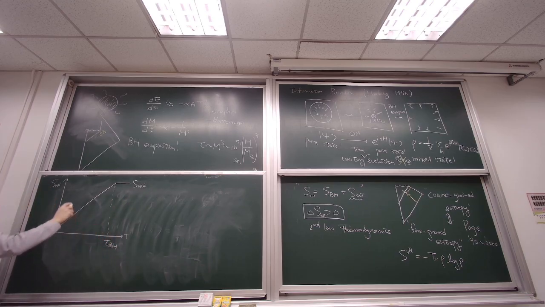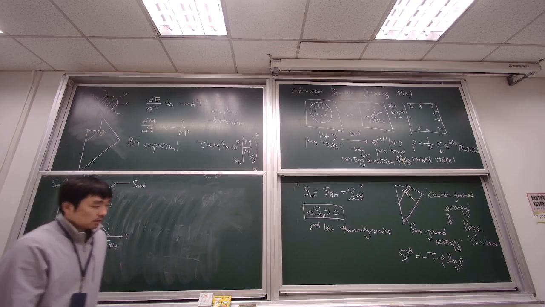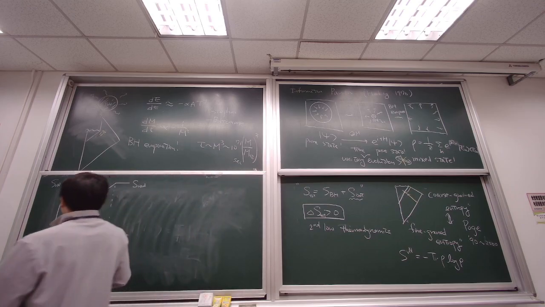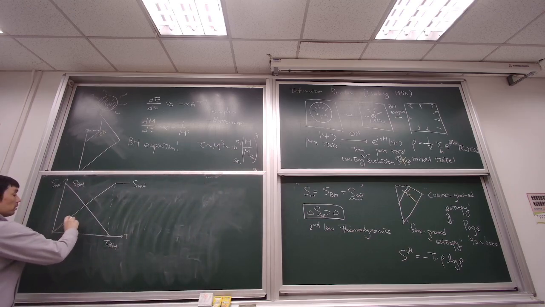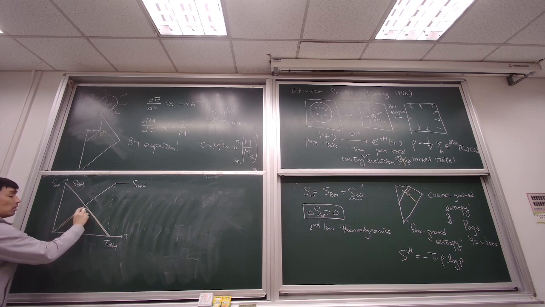But on the other hand, as the black hole radiates thermally, the area shrinks. Therefore, S black hole should decrease, and at this point it goes to 0. And then this fine-grained entropy indeed obeys it this way. So this is called the Page time.